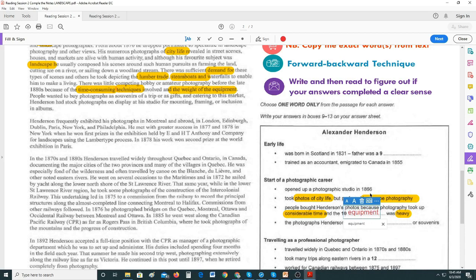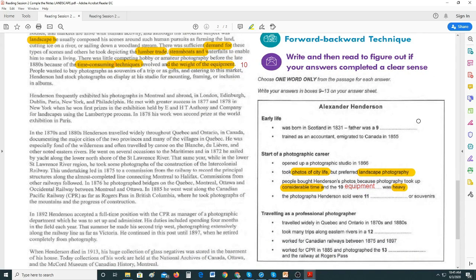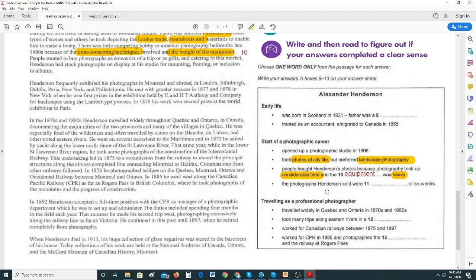Equipment, and at the same time here we have to write question number 10. Great. Now, if we come back to our next question, the photographs Henderson sold were something or souvenirs. So definitely souvenirs is one of your keywords. Let's check if there is any word called souvenirs.